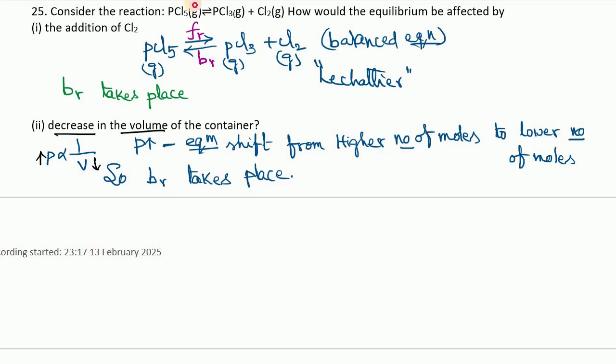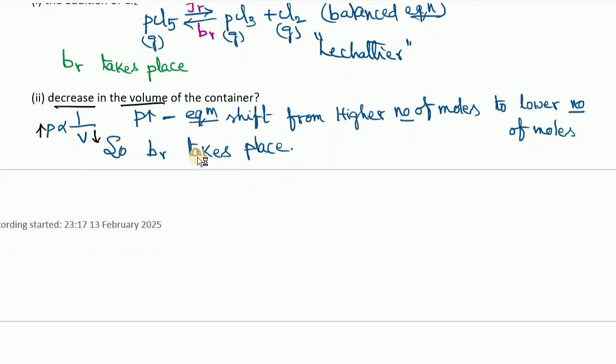Let us see here. In the reactant side, there is only 1 mole. Here, 1 and 1. Totally how many moles are there? 2 moles are there. That means it will move from products to reactants. That means backward reaction takes place like this. Okay, next.